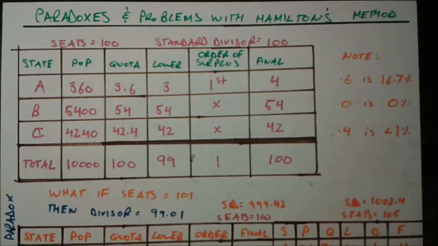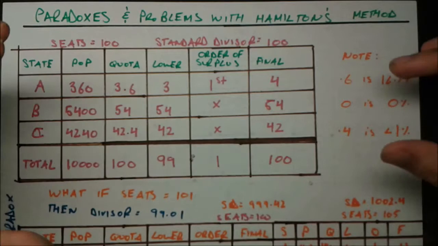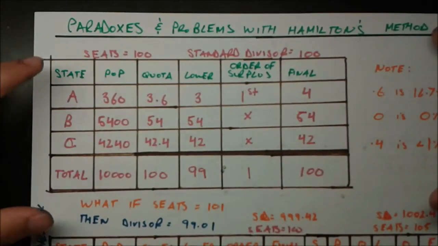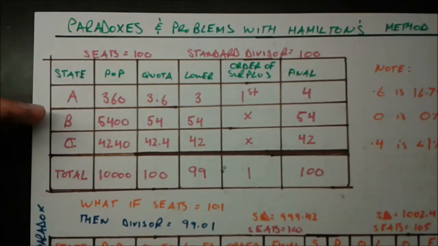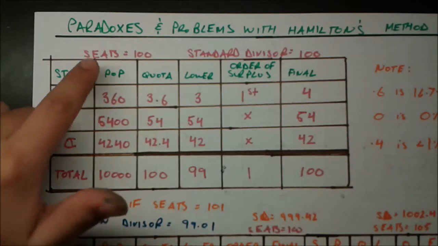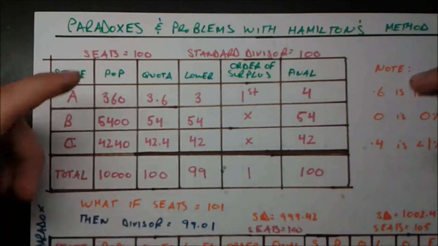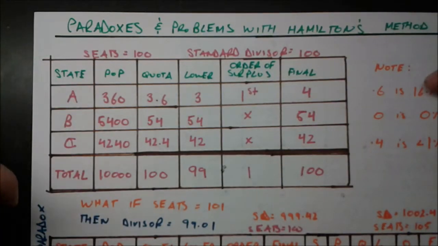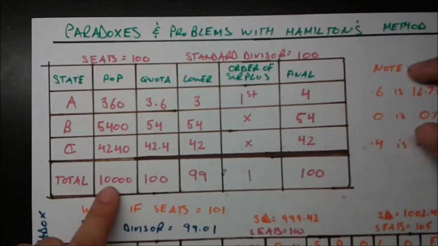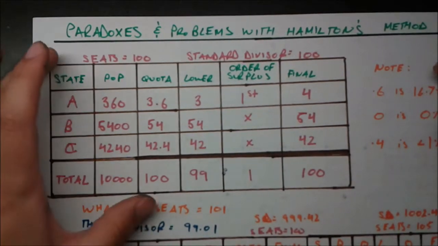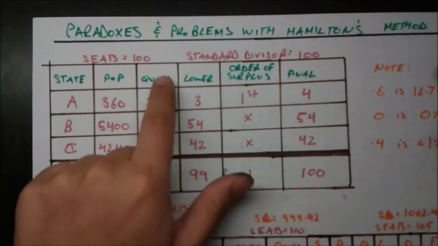As naturally fair as Hamilton's method seems, it does have many shortcomings, and we're going to see three of the big ones here. The first one we'll see through this table right here. We have states A, B, and C, and there are 100 seats to be allocated among the different states, and the sum of the populations is 10,000. With that information, we can fill in the rest of the table, so we can find the standard quotas.